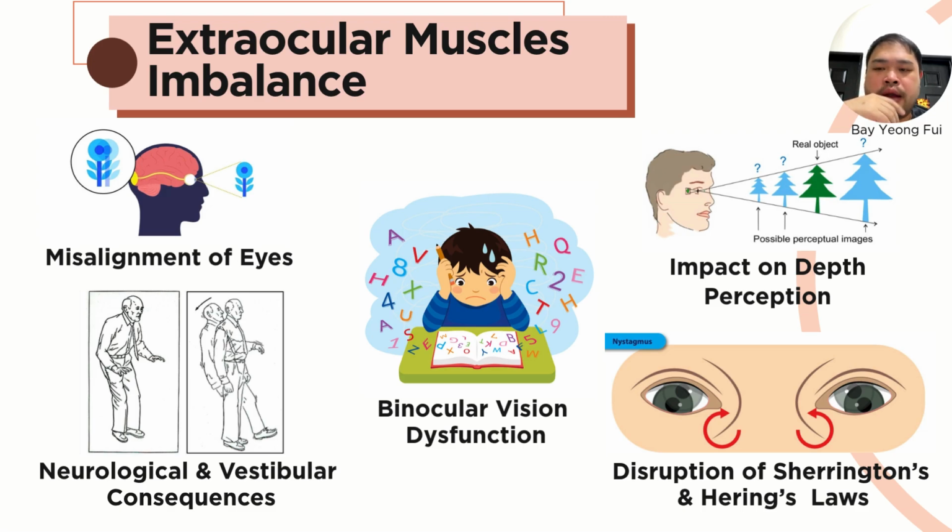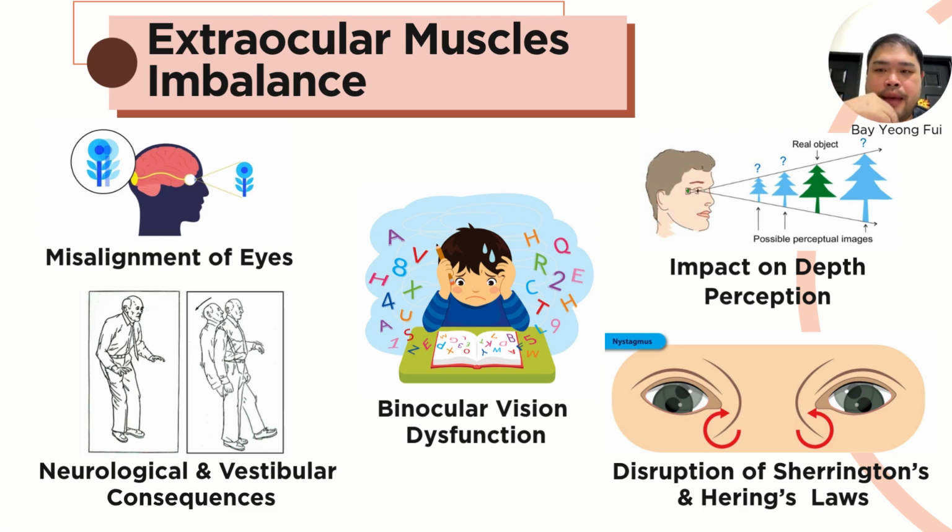Number two, binocular vision dysfunction. It is a condition where the eyes struggle to work together due to misalignment or poor coordination. Binocular vision dysfunction symptoms include headache, eye strain, dizziness, or vertigo, difficulty reading or focusing, motion sensitivity, and balance issues.